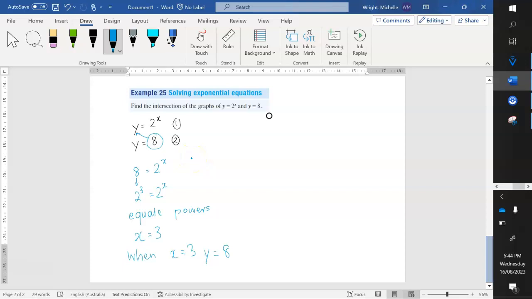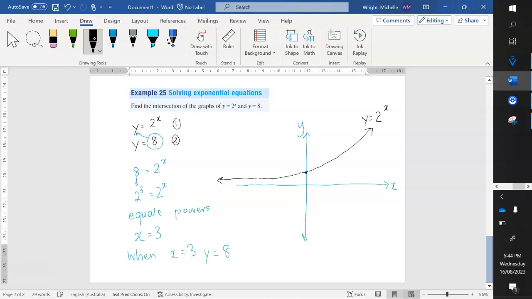So I could draw that. We might quickly have a look and see what that looks like when we draw it. I'm not going to put a graph on there for you this time. You can draw your own little x and y axes. There's my x and there's my y. I know that 2 to the x looks like this because we've had a lot of practice at drawing it today already. y equals 2 to the x. And I'm going to find where it equals y equals 8.